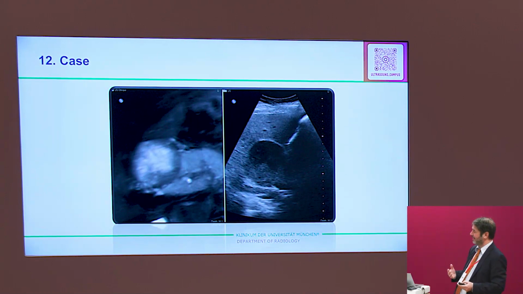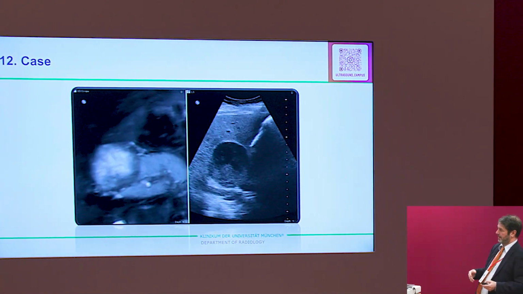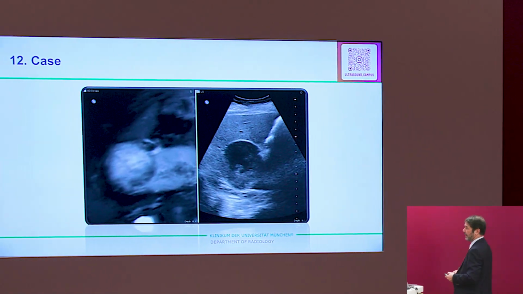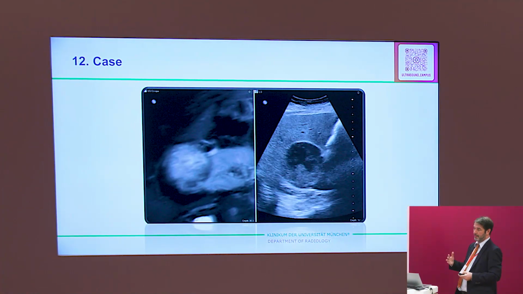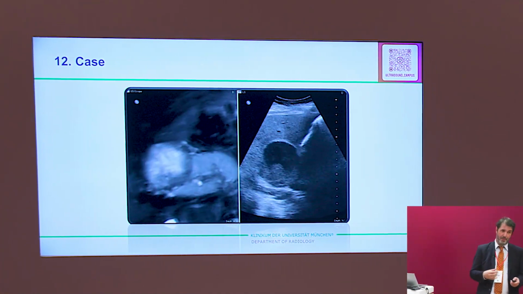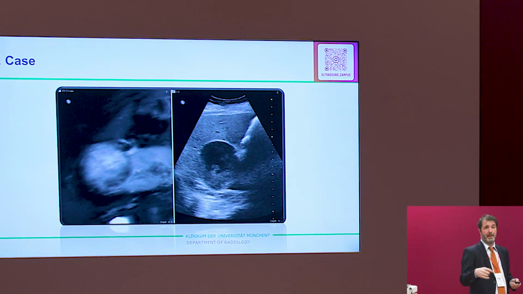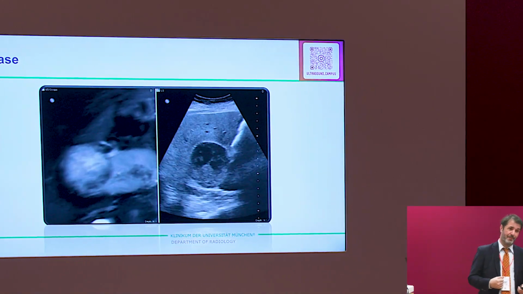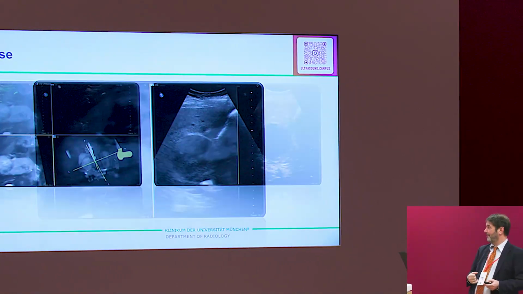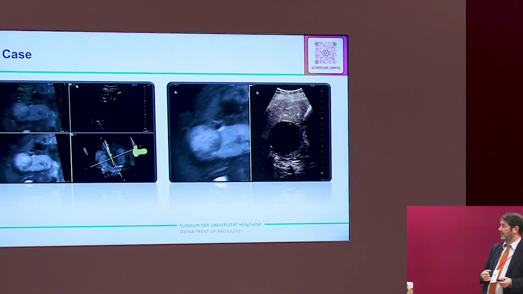Okay. You see, this is the MRI. We have it side by side. And it seems to be a complex case because the lesion is big and they could not find the solution. So we inject contrast.